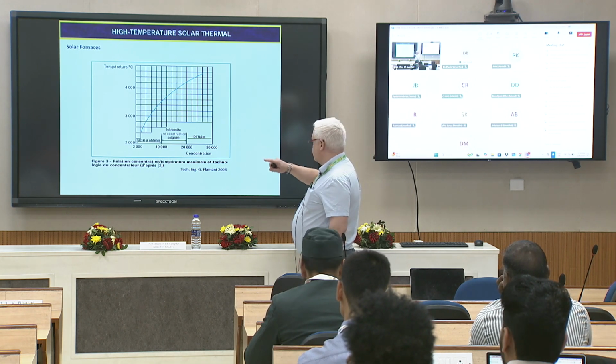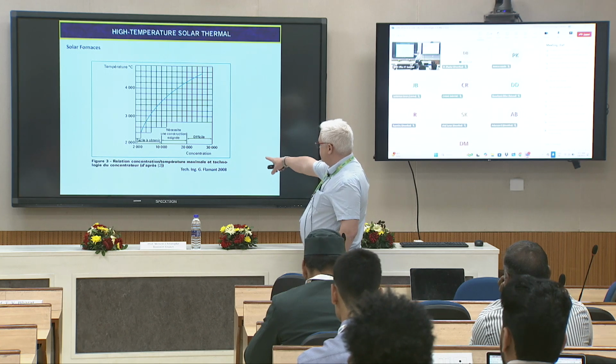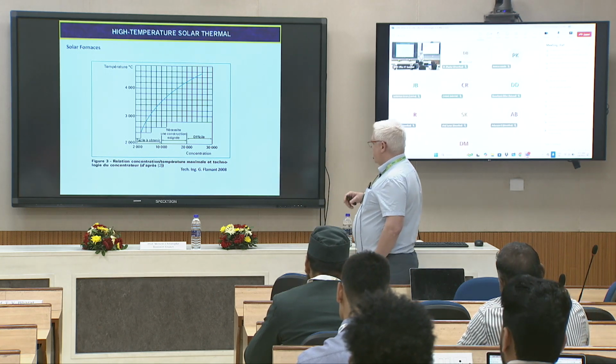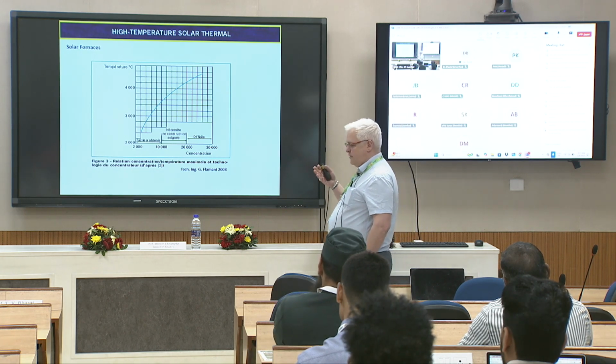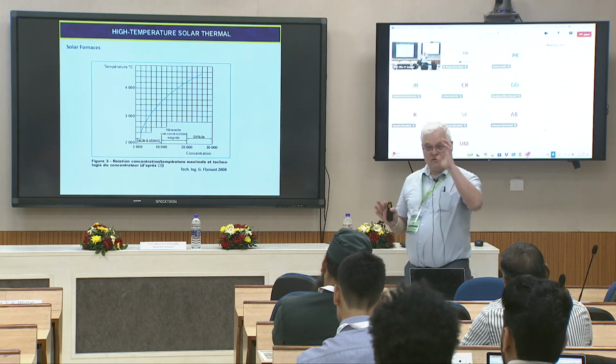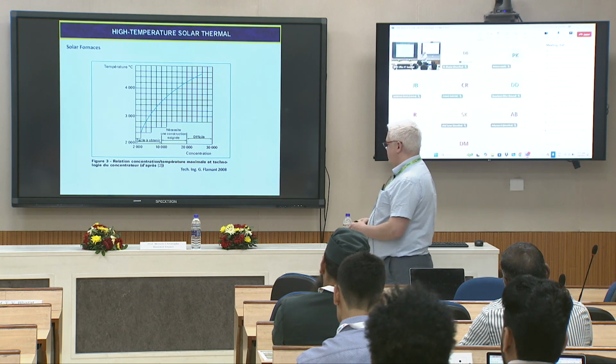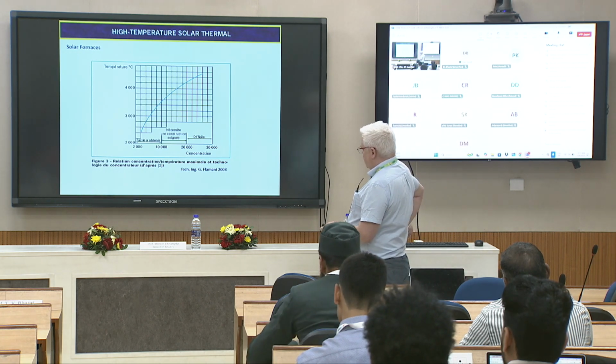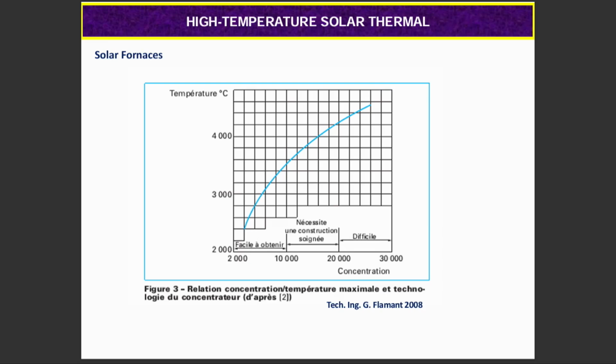I will show you one application. Between 10,000 and 20,000, you need to be very careful on the management of the concentration. Typically, it could be with heliostats: a big central plant with tower and concentration. And then lower, between 2,000 and 10,000 concentration factor, it's quite easy. So you can see the level of temperature that you can reach: over 4,000 degrees on one surface.